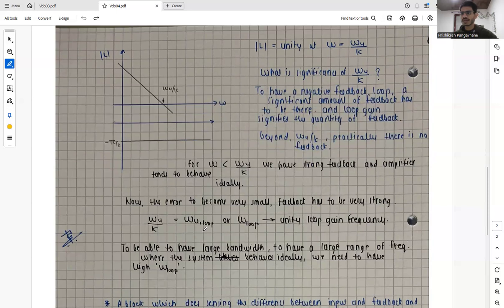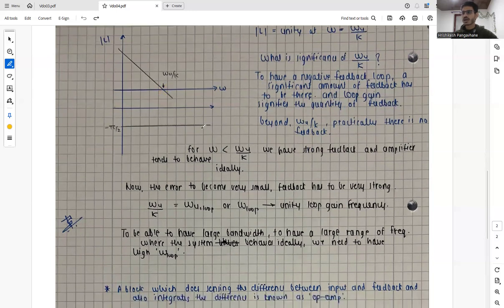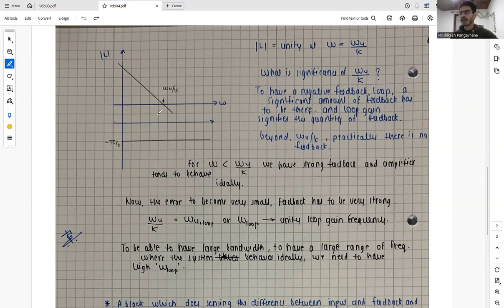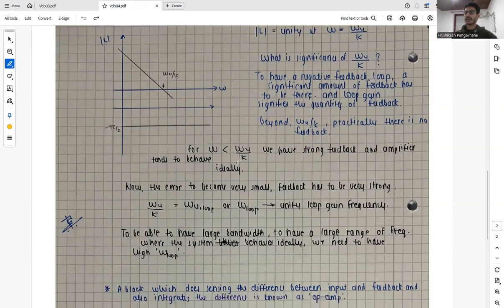So how? To have larger bandwidth, a larger range of frequency where our loop will behave and give a proper feedback or a proper gain, where the system behaves ideally, we need to have a higher value of omega loop for higher bandwidth, or a longer range of frequencies. So that's about the loop gain and its crucial importance in designing a system.